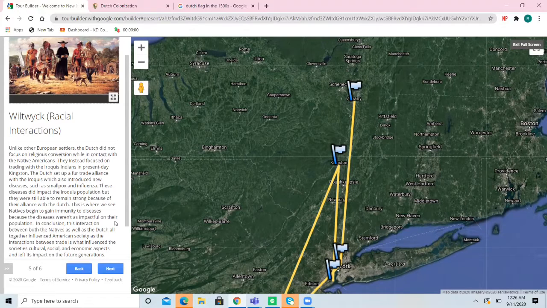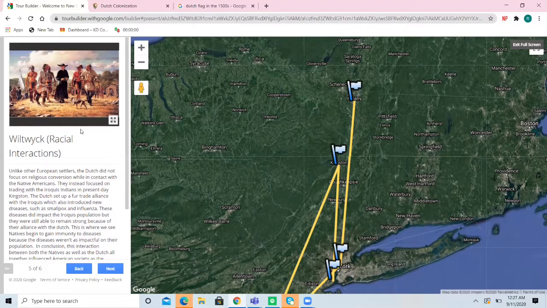This introduced new diseases such as smallpox and influenza. While the Iroquois population was affected, they were able to remain strong due to their alliance with the Dutch. This is where we see natives begin to gain immunity to diseases because they weren't as impactful. This interaction between the Dutch and natives influenced American society as the trade interactions impacted the society's cultural, social, and economic aspects and left an impact on future generations. The picture shows Dutch and Iroquois Indians interacting through their fur trading.